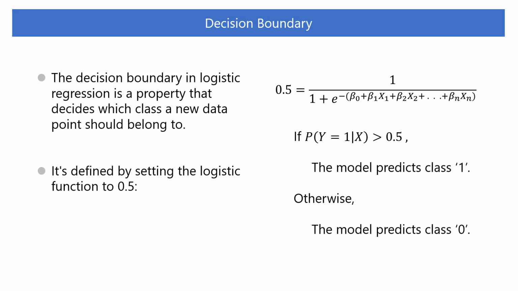The decision boundary in logistic regression is a property that decides which class a new data point should belong to. It is defined by setting the logistic function to 0.5. If the probability of y equal to 1 given x is greater than 0.5, the model predicts class 1. Otherwise, it predicts class 0.